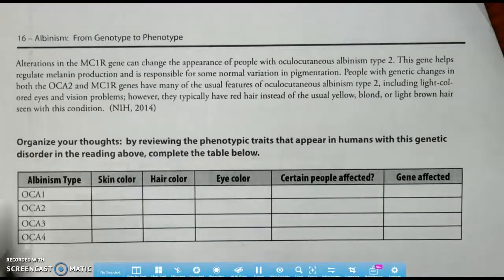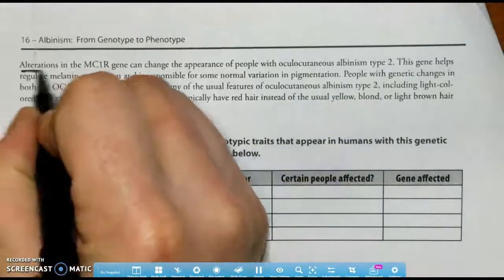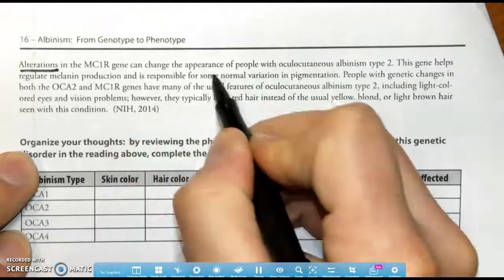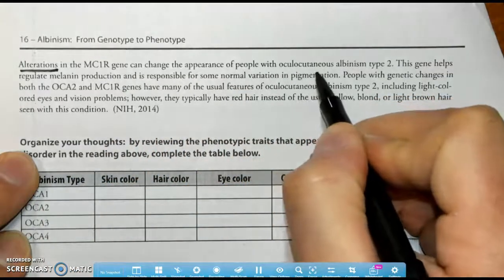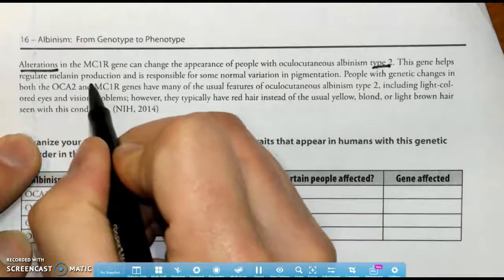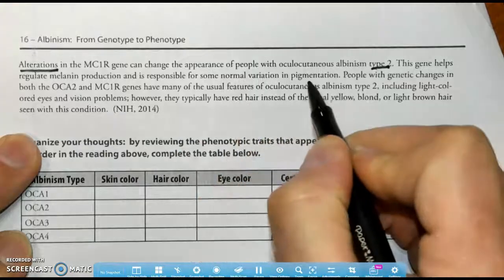Turning the page, we'll pick up with the last little bit of reading right up at the top here. Alterations or changes in the MC1R gene can change the appearance of people with oculocutaneous albinism type 2. This gene helps regulate melanin production and is responsible for some normal variation in pigmentation.